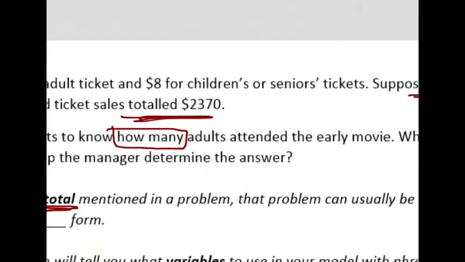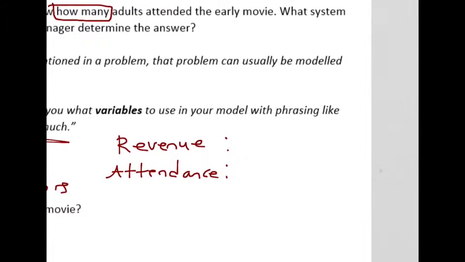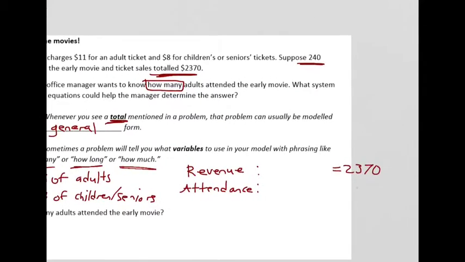That's how I know that one should be about revenue, total money brought in, and the other should be about attendance, total people who came. Okay? So let's think about revenue, right? My total revenue was $2,370. How was that amount created? Well, ticket sales, obviously. How would that have happened?